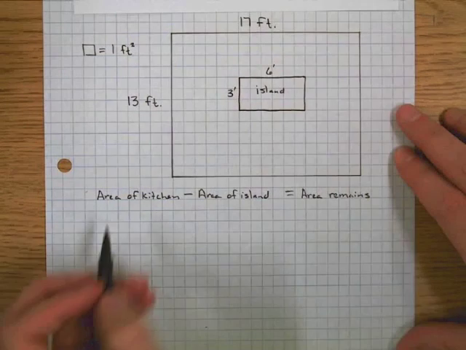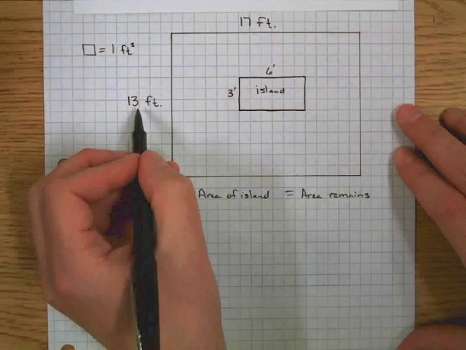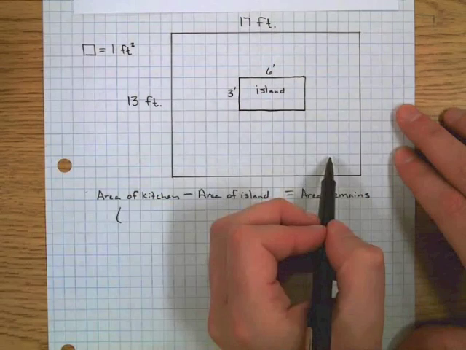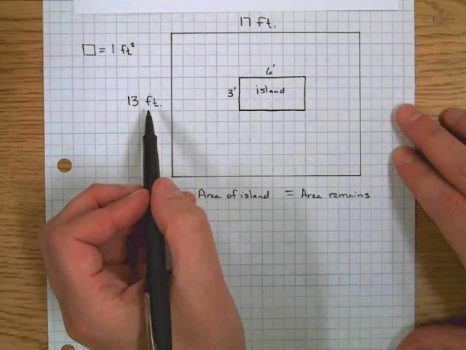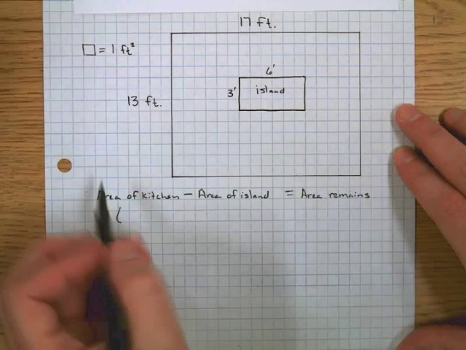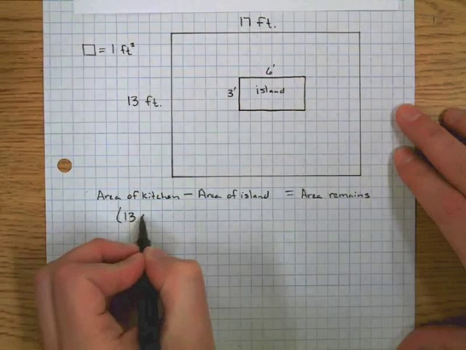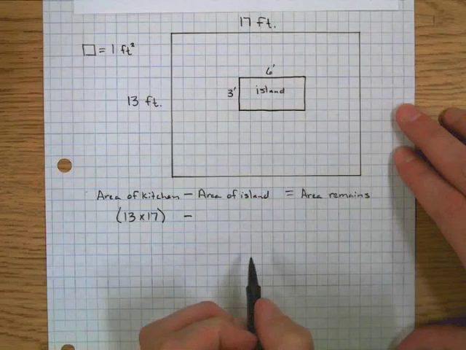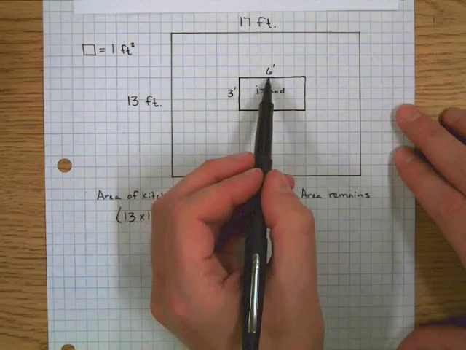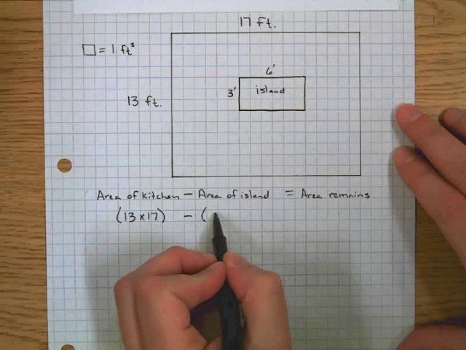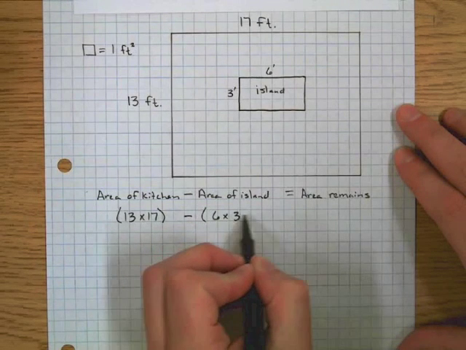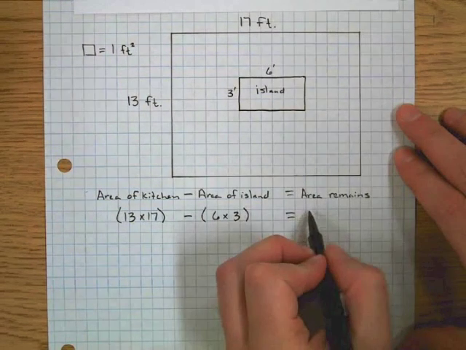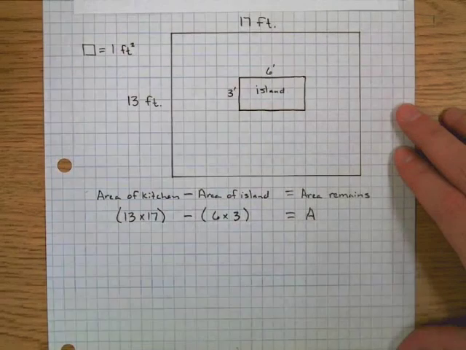So the area of the kitchen is our formula for the area of a rectangle. Here we have our rectangle of our whole kitchen is width times length. Well, our width is 13 and our length is 17. So that's our area of the kitchen. And we're going to subtract out the area of the island. Again, length times width, so 6 times 3. And we'll be left with the remaining area, which I'm just going to call A.